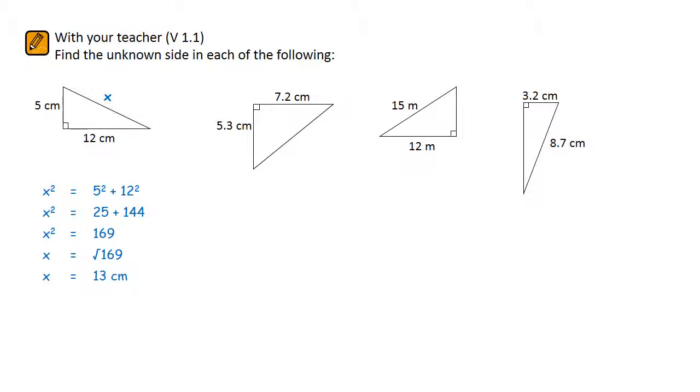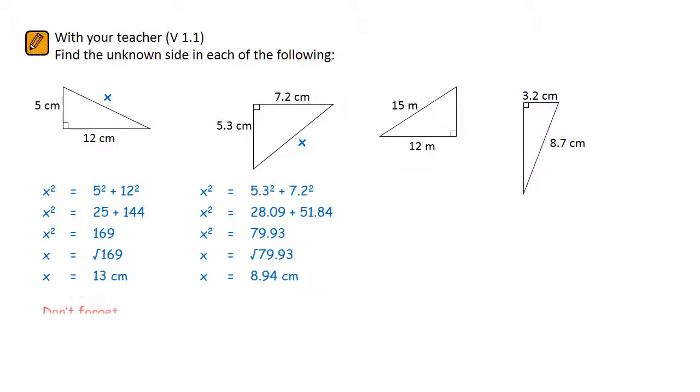The next question is similar. It is the hypotenuse that we're trying to find. We'll call it x, and we can say that the hypotenuse squared is equal to the sum of the other two sides squared. X squared equals 5.3 squared plus 7.2 squared. Work out what those squared numbers are, add them together, and then to find x, take the square root. X is equal to 8.94. Make sure that you're including correct units in your final answer.